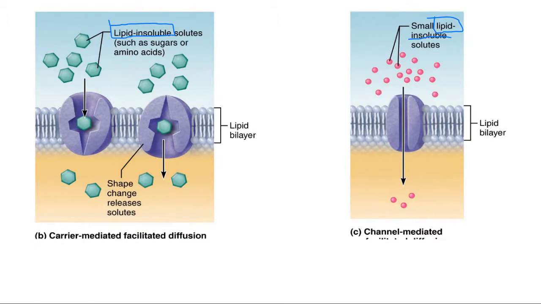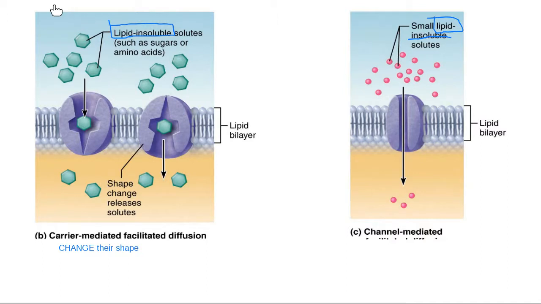Yeah, so Kaylin gave us one of the ideas. Carrier proteins, they change their shape, absolutely. So we can see that in the picture. We can see it going from open on one side to open on the other side. Carrier proteins, they change their shape.